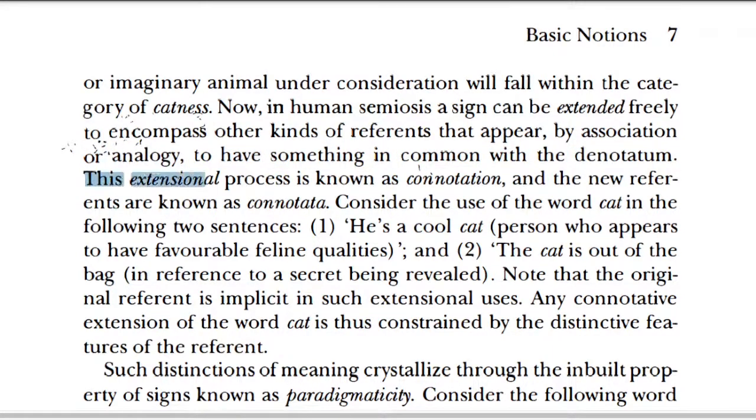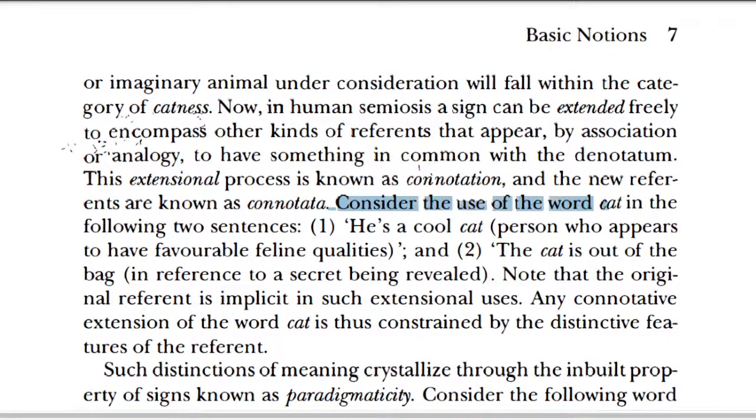This extensional process is known as connotation. Okay, so this is when we extend the denotation by association or analogy, and that's called connotation. And the new references are known as the connotata.